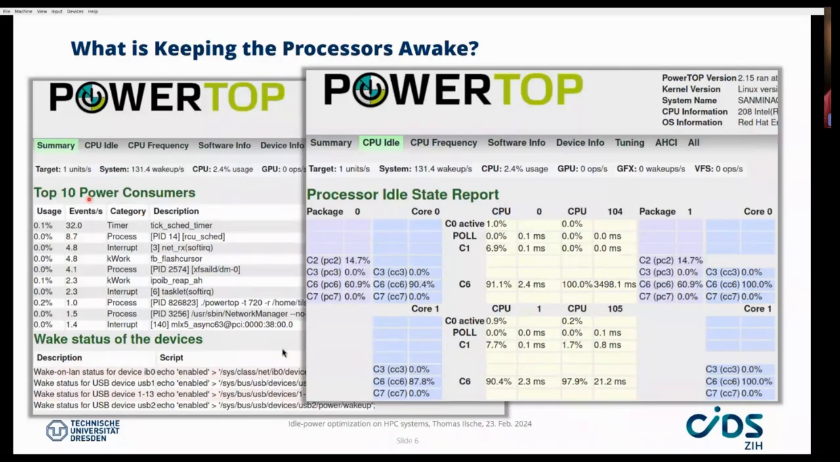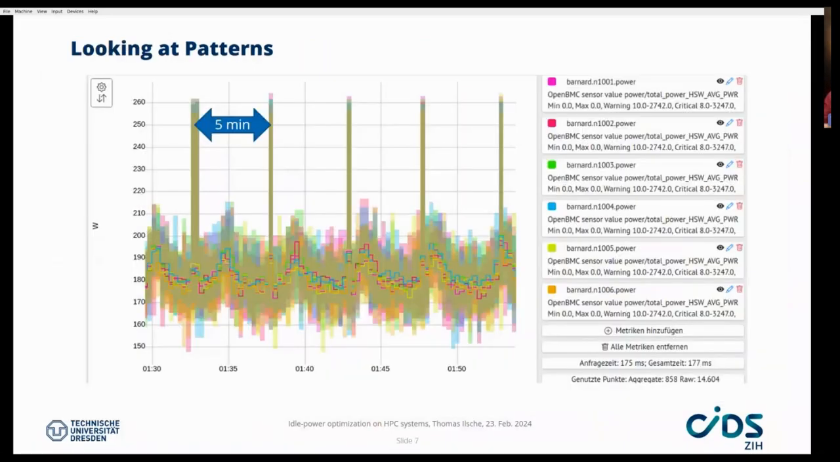But we actually see the culprit here, at least one of the culprits already, which is the network code here. But let's look at this problem now from a different angle. We can also look at it through the power consumption, which we measure on this system on different levels.